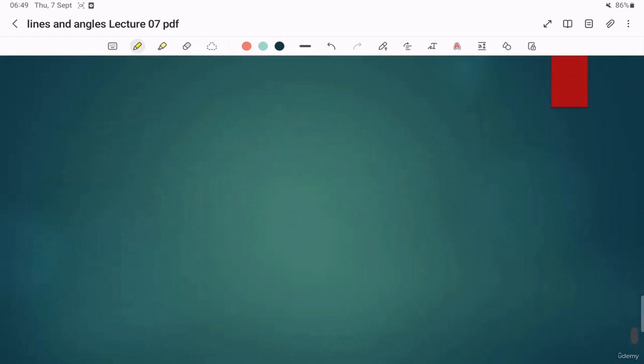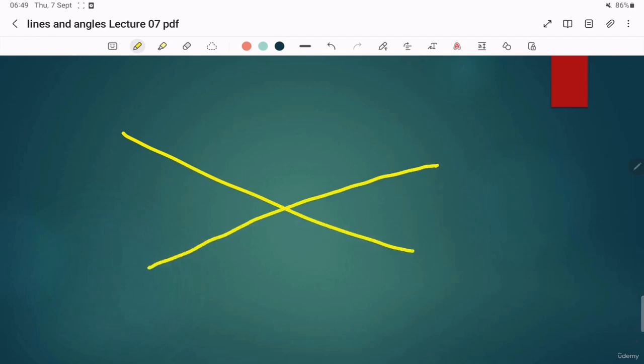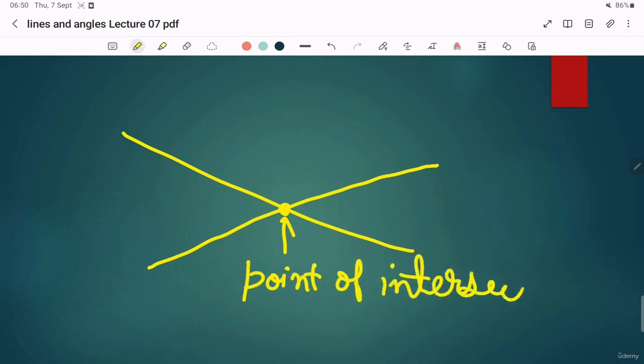Now let's say we have two lines like this. These are two intersecting lines. Their point of intersection is this. Since these two lines have a point of intersection, therefore these are two intersecting lines.